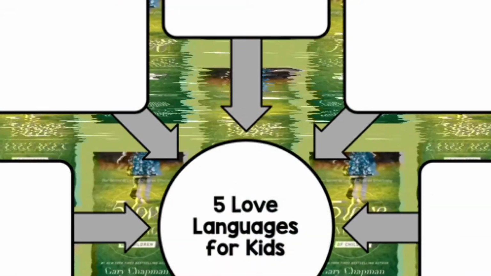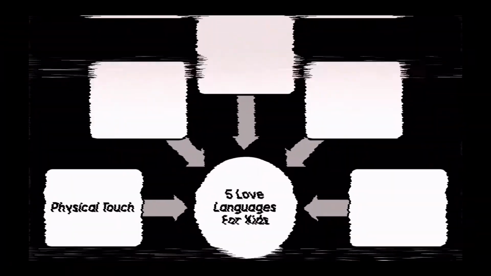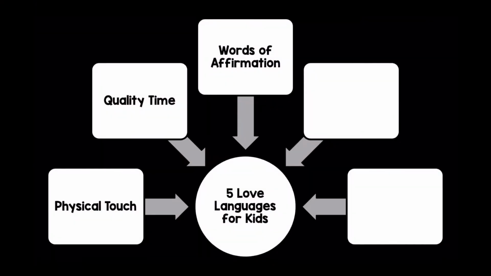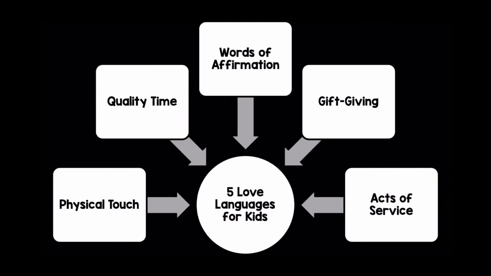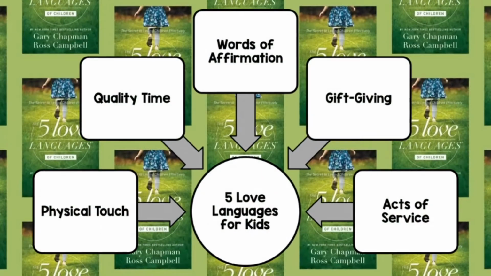There are 5 distinct love languages that Dr. Gary Chapman reviews in the book. They are physical touch, quality time, words of affirmation, gift giving, and acts of service. Giving students a pre-assessment can help you get to a place where you can better reach them and teach them by speaking their love language.